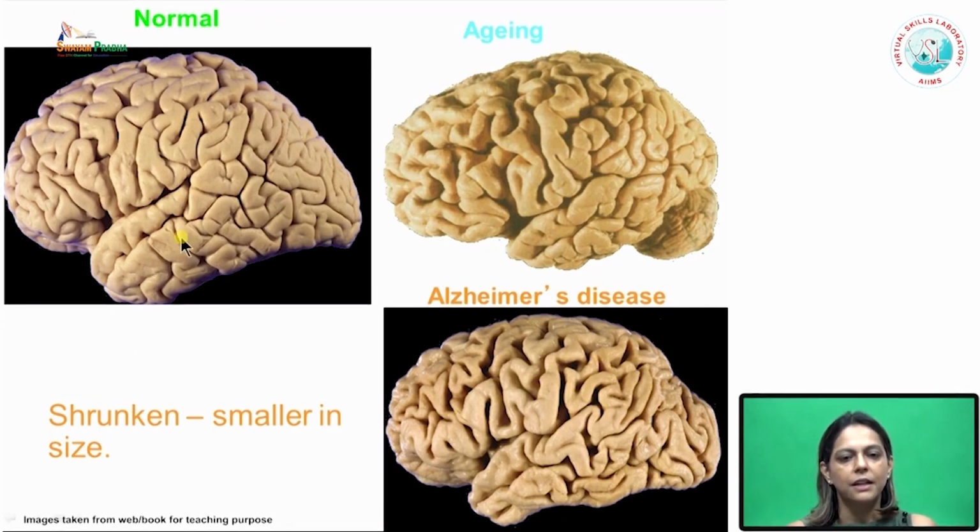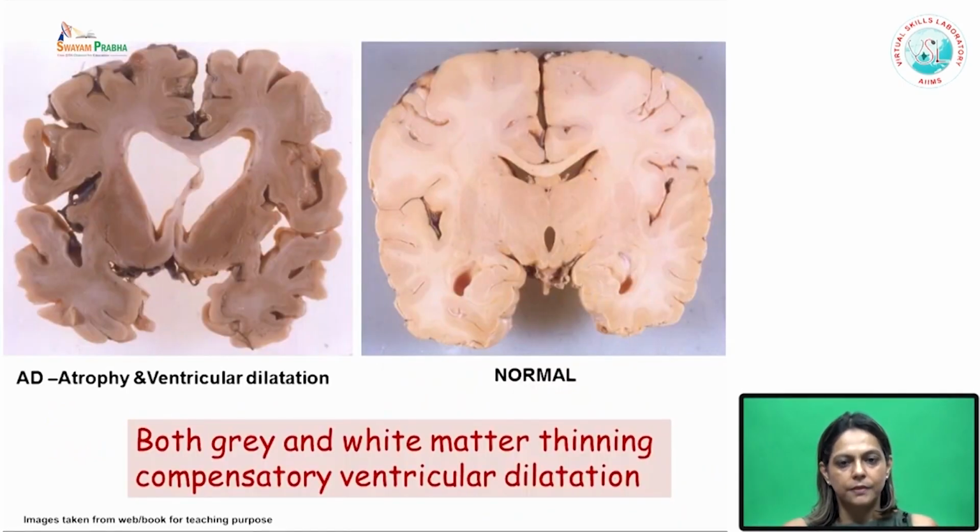So this is just a picture showing you three brains. The first is a normal brain, this is an aging brain, and this is another shrunken brain which is seen in Alzheimer's disease. What happens in aging or Alzheimer's disease is that the ventricle gets dilated and there is atrophy of the white matter as well as the grey matter, and as a compensation to that the ventricle is dilated. Look at this picture: on the right the ventricles are not dilated, but on the left the ventricles are dilated because this is a brain which is undergoing atrophy, and the ventricular dilatation is a part of a compensatory mechanism.